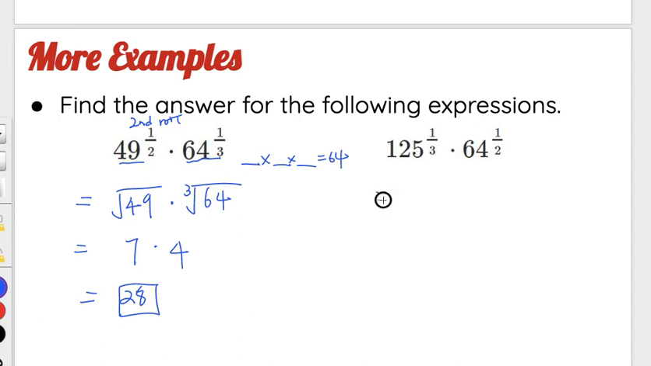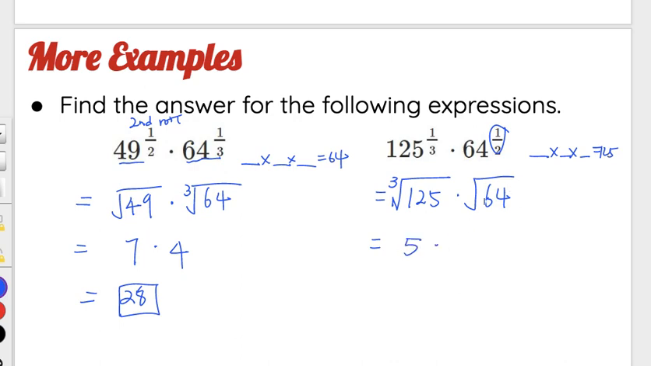Let's move on to the next one. Again, whenever you see 1/3, meaning cubic root, do not forget that when you write down the root symbol, you need to put a 3 here, meaning cubic. And this one says 1/2, meaning square root, so we just write down the square root symbol for 64. What number multiplied 3 times gives us 125? Yes, you are right, it's 5.